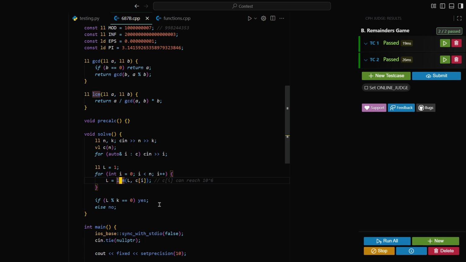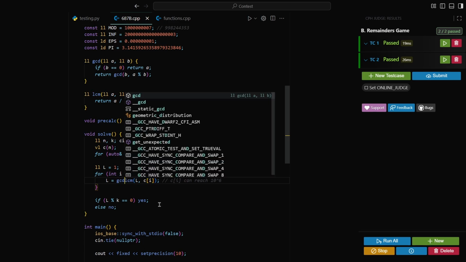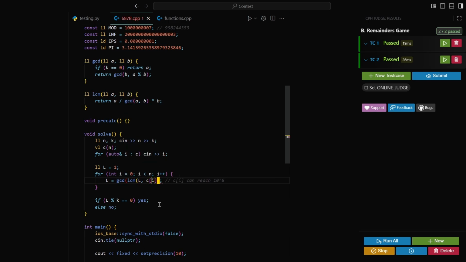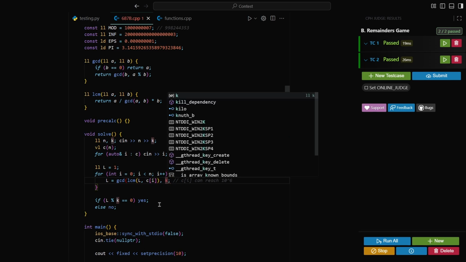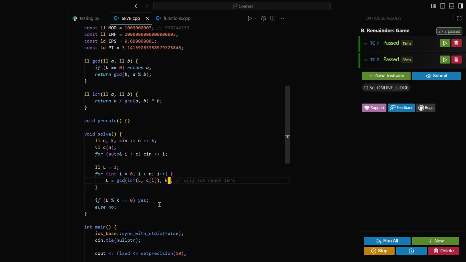But if you recall, we were trying to find if L is divisible by k. So we only need to keep track of the factors of k. We do not care about the other factors of L. All right. So to do that, we can just apply GCD on this and k. Okay, so GCD of the value of L and K pretty much in each step filters the factors we do not want and only keeps at max the factors of K, right?